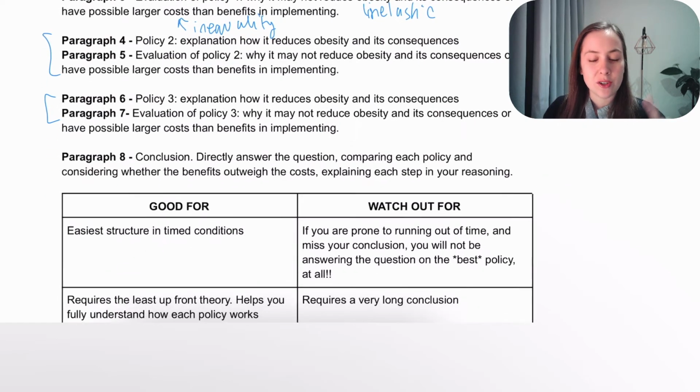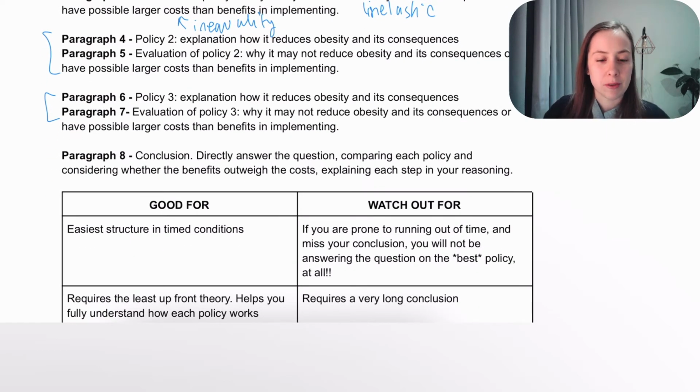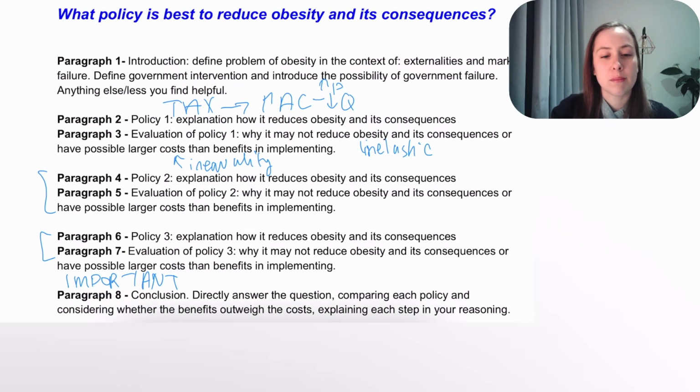But then the conclusion is where you've got to get your game on. Here is the really important part. If you notice, so far you haven't answered the question. You have not answered what is the best policy yet at all. You've just looked at how tax will reduce it, how something else will reduce it, and how policy 3 will reduce it and why they might not.